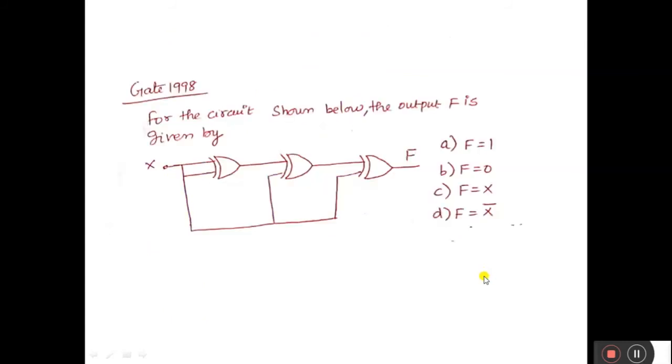Next question. This question was asked in GATE 1998. For the circuit shown below, the output F is given by option A F equal to 1, option B F equal to 0, option C F equal to X, option D X bar. In the given circuit, 3 XOR gates are given. Let us discuss the solution.